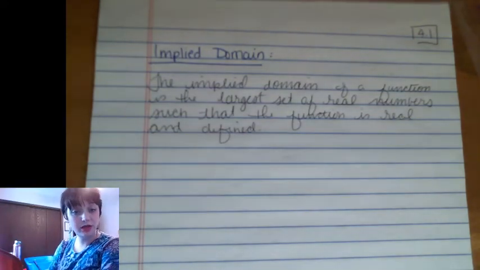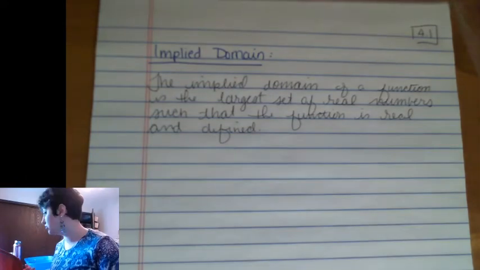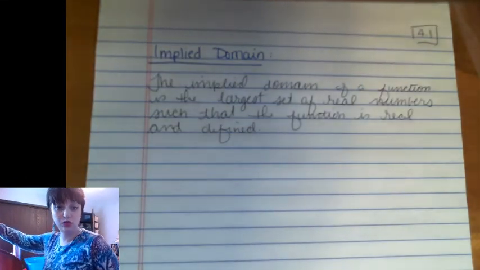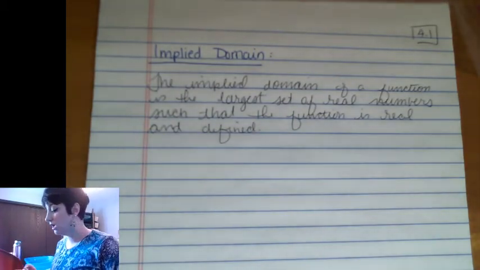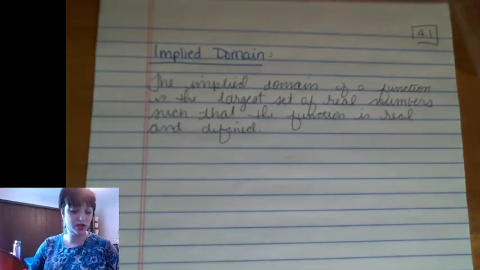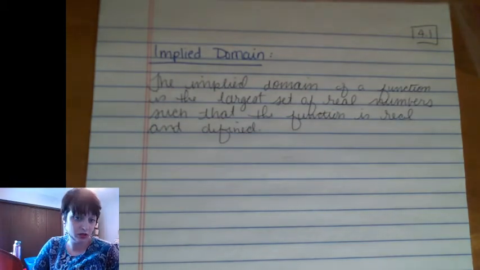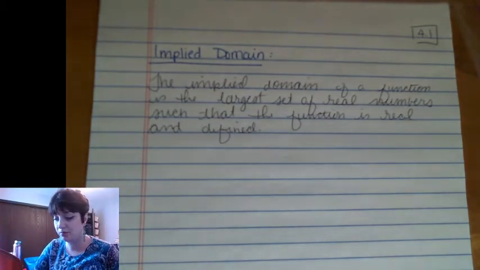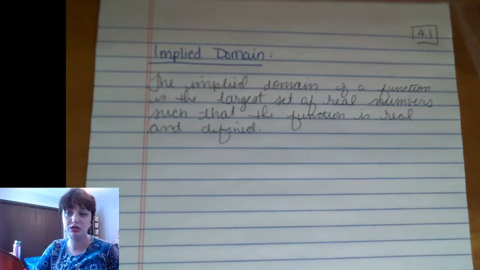So let's talk about the implied domain. I said already that a function is a rule of assignment, and it's also a domain and range. With many of the functions we'll look at, the domain is something that you can pick, really. If I have a line, there's nothing that says I can't just make the domain the positive reals, because it would still be a function.